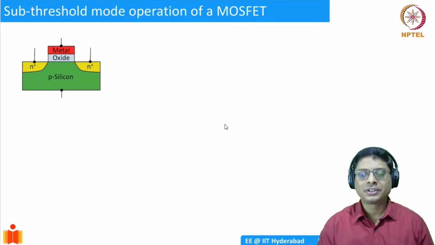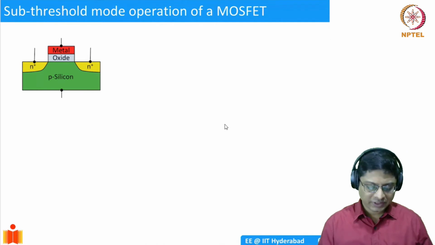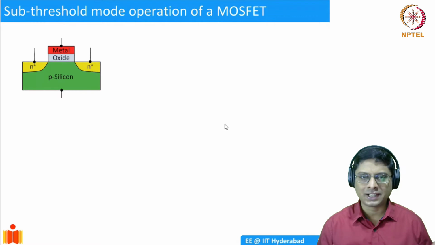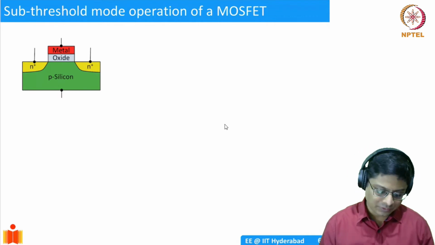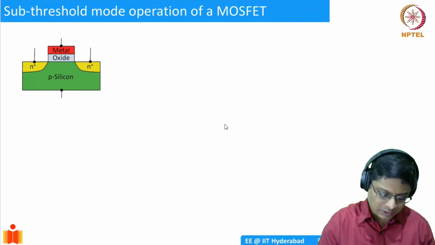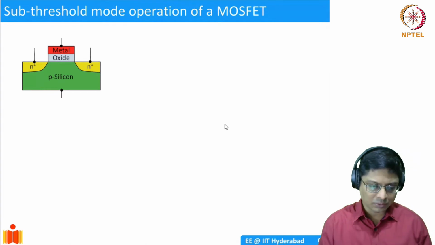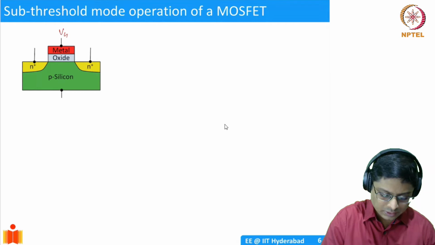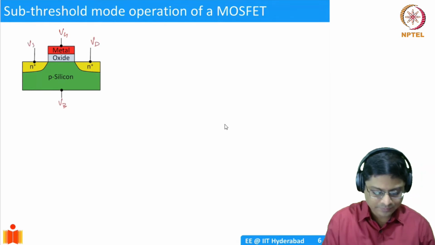Now we would like to talk about the various operating modes of a MOSFET. So we have seen the structure of a MOSFET. Before we talk about the operating modes, we need to label the biasing conditions. So we have these four terminals. We can talk about the voltage in each of the terminals: gate voltage, drain voltage, source voltage, and bulk voltage.